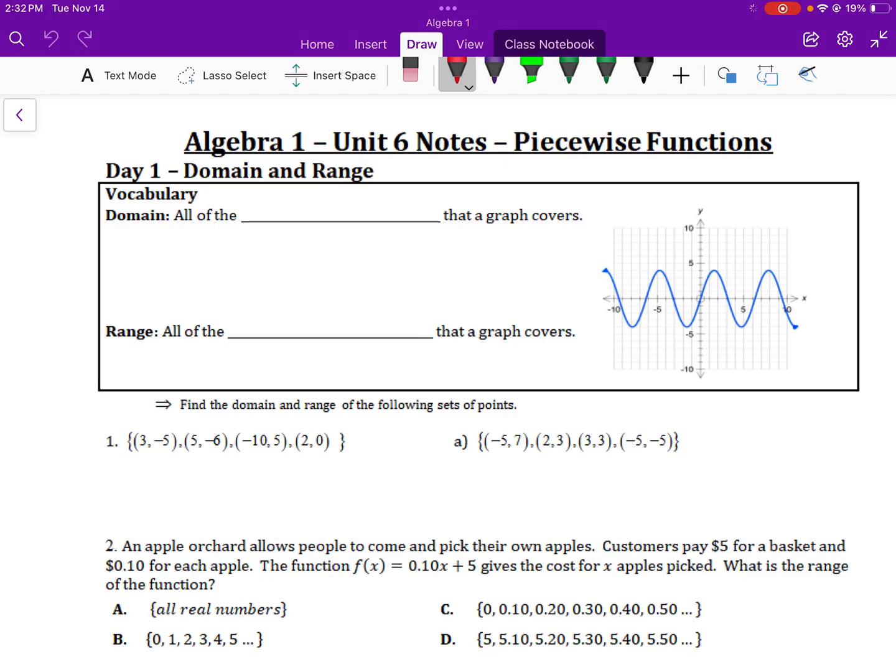Guys, we're looking at piecewise functions today. Starting out with some vocabulary. Domain, we say, is all of our x's. So all of the x values that a graph covers, versus the range would be all of the y's. And that's going to be important for establishing kind of the constraints on the graph. So domain is going to be running from left to right, whereas range runs bottom to top.